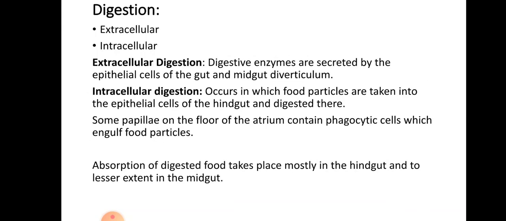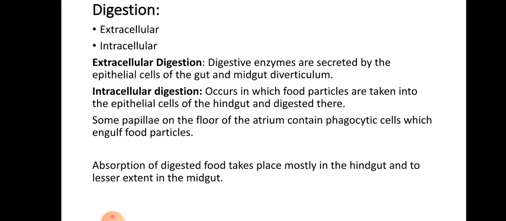Now let us learn about the process of digestion. Digestion in Amphioxus occurs in both ways, that is extracellular and intracellular digestion. Intracellular digestion here takes place mainly in the phagocytic cells of the midgut diverticulum, and the extracellular digestion occurs by the enzymes that are secreted by the epithelial cells of the gut and the midgut diverticulum.